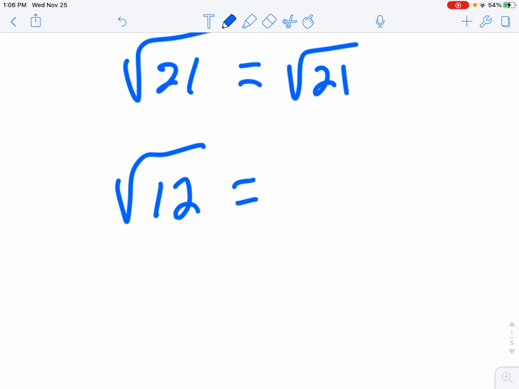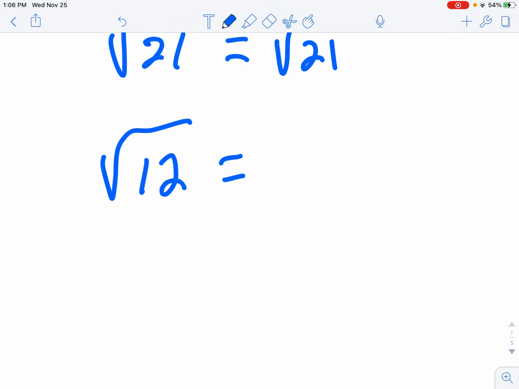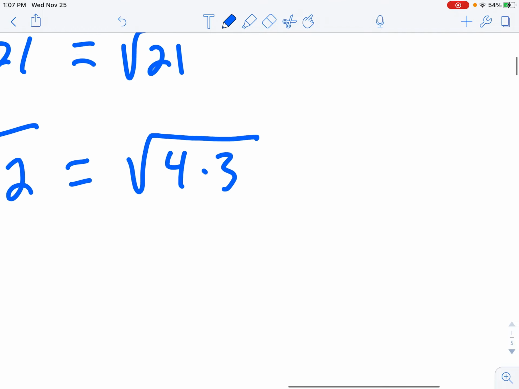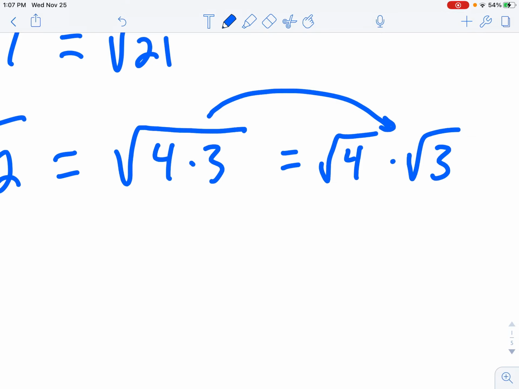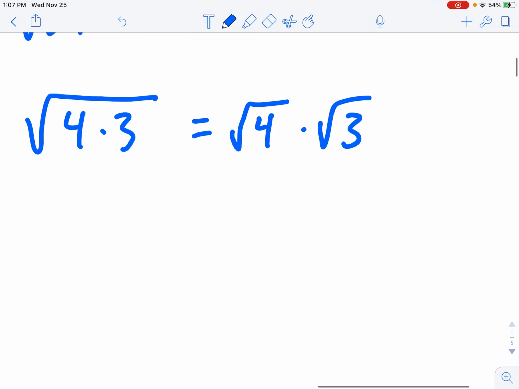Okay, so here's one way to look at the square root of 12. You can't take the square root of 12 directly. However, 12 is 4 times 3. That's just a fact that I know. So the square root of 12 is the same thing as the square root of 4 times 3, which can be broken into the square root of 4 times the square root of 3. It's okay to take two factors and split them up like this. Totally legit.